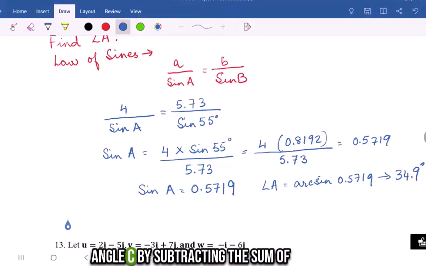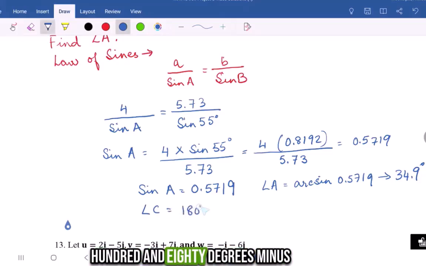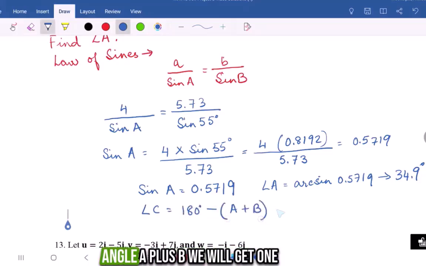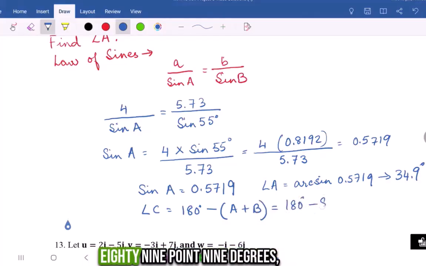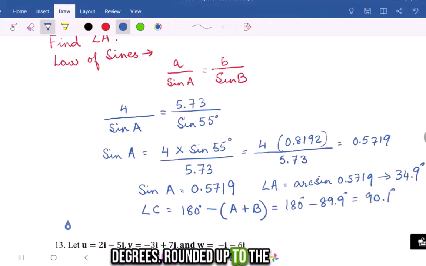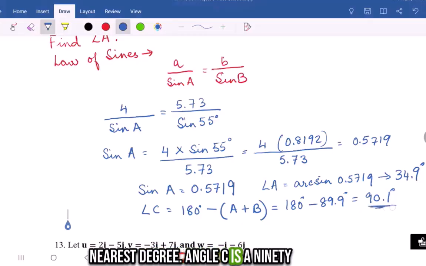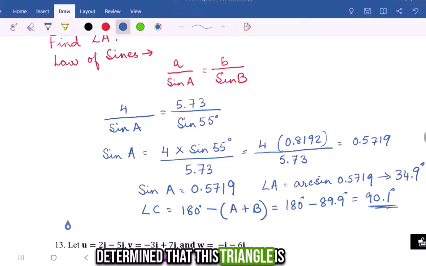We can find angle C by subtracting the sum of these two angles from 180 degrees. Let's do that. So angle C is equal to 180 degrees minus angle A plus B. We will get 180 degrees minus 89.9 degrees, which is equal to 90.1 degrees. Rounded to the nearest degree, angle C is a 90-degree angle. So we've just determined that this triangle is essentially a right angle triangle.